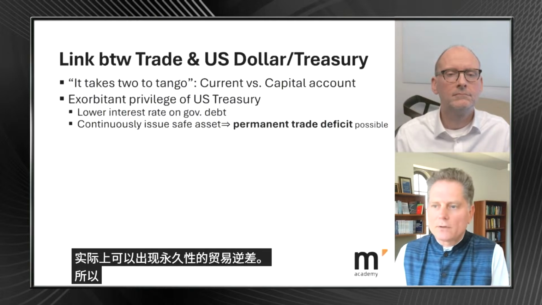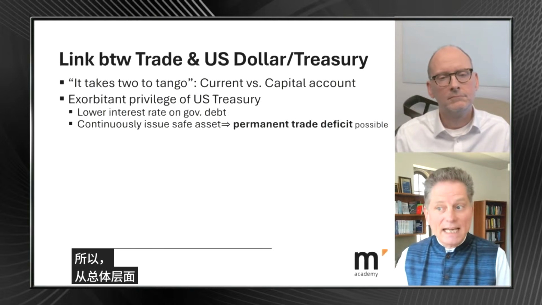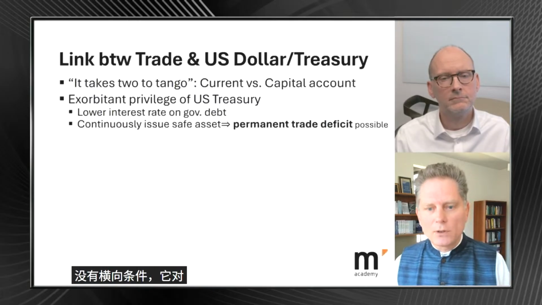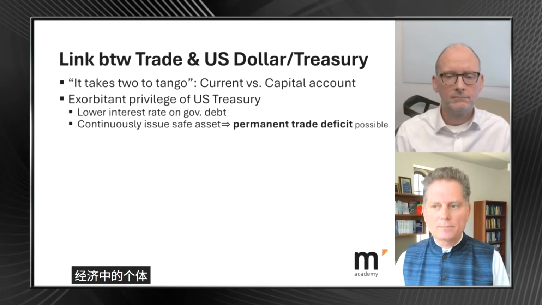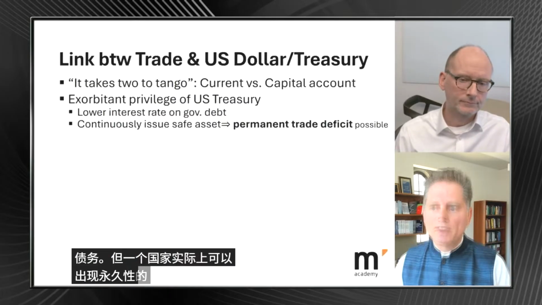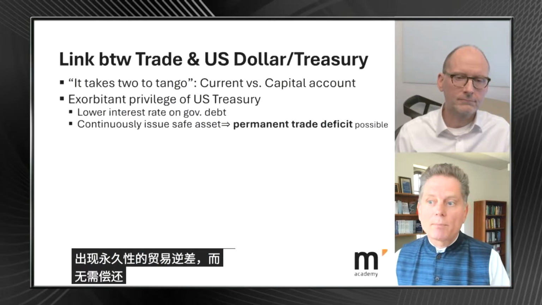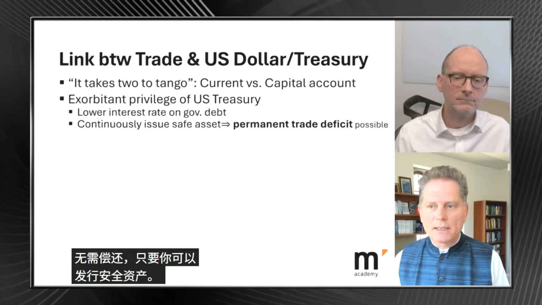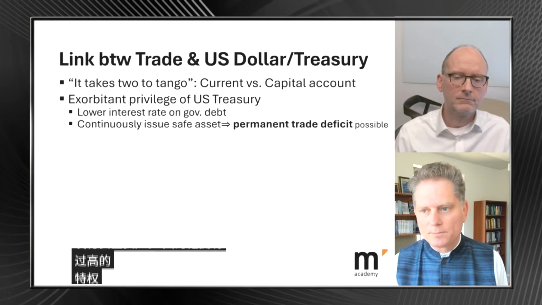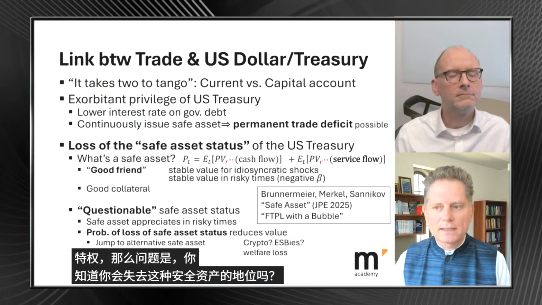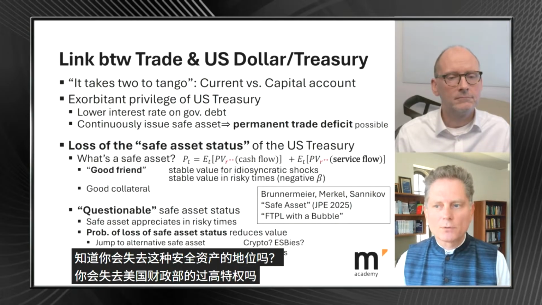So formally speaking, at the aggregate, countrywide level, the transversality condition doesn't have to hold. It holds for individual agents in the economy. They have to pay back their debt. But a country can run a permanent trade deficit without ever paying it back, as long as you can issue safe assets, as long as there's exorbitant privilege. And then the question is, can you lose this safe asset status? Can you lose this exorbitant privilege of the US Treasury?